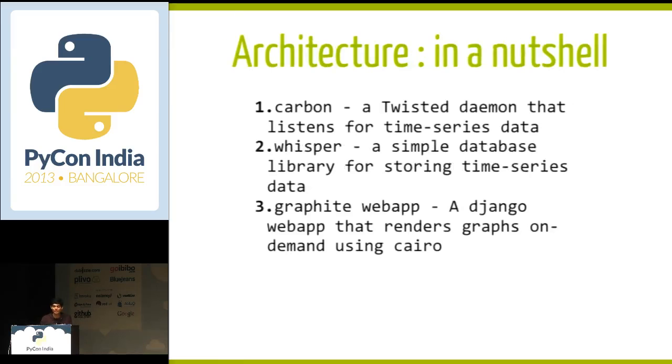So this is the Graphite architecture in a nutshell. Okay. There is a carbon daemon which acts as a listener. So all it does is it listens to data on a particular port. So any application, any sort of software can send data to this through a network port. Whisper is a simple database. It's a fixed size database. It's a file form of a database, and it stores this data which it receives from Carbon. And finally, the Graphite web app, which is a web app which renders these graphs using a module called Cairo.